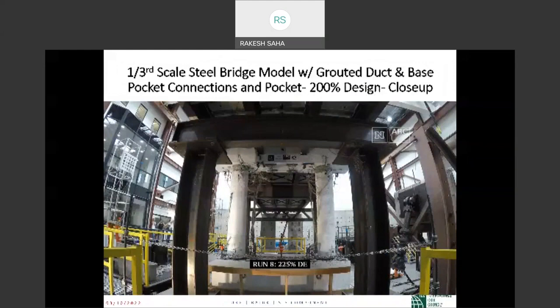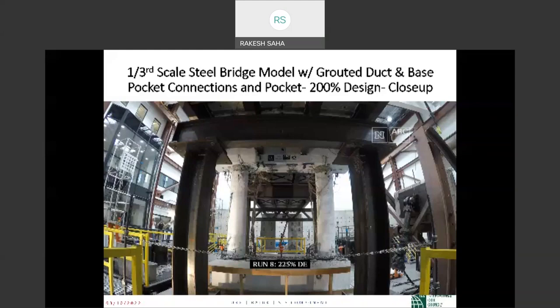So here again, we have grouted duct connection. I'm looking underneath the bridge, okay? Again, this is a different bridge. It's a different bridge with steel girders. If you look carefully, you see the steel girders in the upper part of the image. Going longitudinally. Now you have two columns.